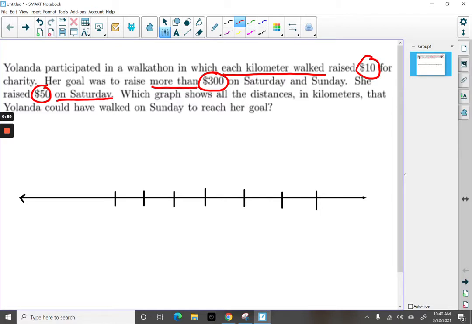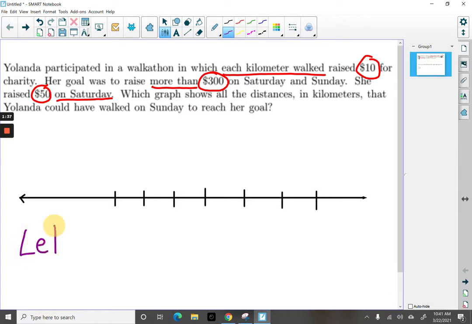Okay. Now, the first thing we need to do in a problem like this is graph the solution. We don't need to graph the numbers that we have here of 10, 350. We actually need to graph the answer to this problem. So the first thing I'm going to do is set up this inequality. What are we trying to solve for in this problem? My goal is to find all the distances in kilometers Yolanda could have walked on Sunday to reach her goal. So I'm going to make a variable.